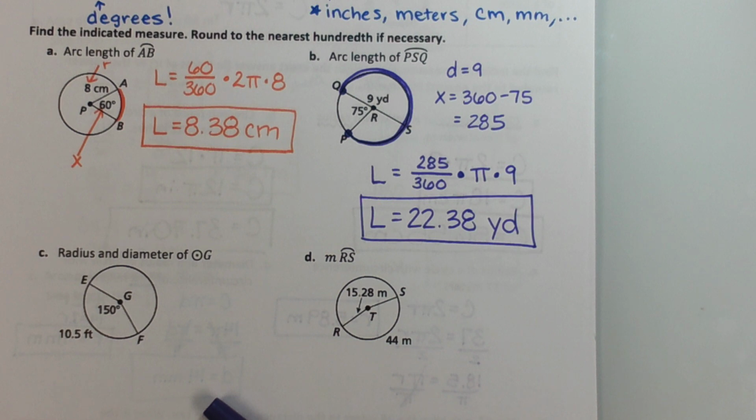So to find the central angle corresponding to that arc, this is a 75. Full central angles add up to 360. 360 minus 75 is indeed 285. 9 was the diameter, so 285 over 360 times pi times 9, 22.38. Have to be careful, make sure you're getting the correct central angle that goes with it.